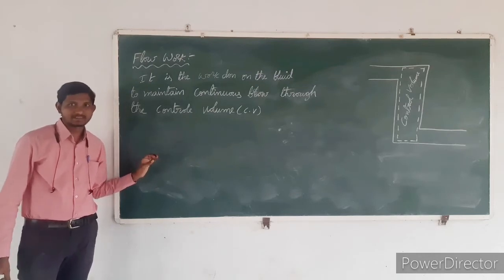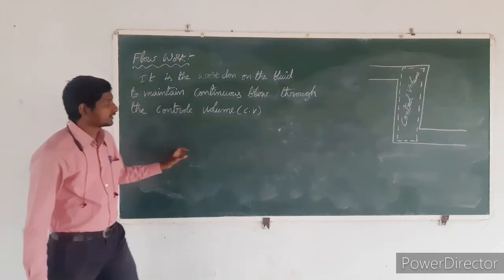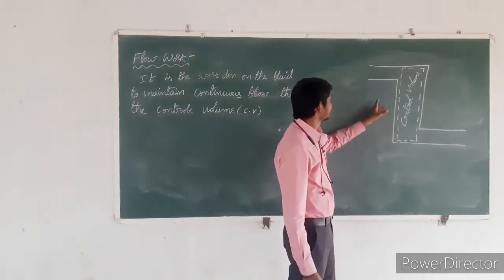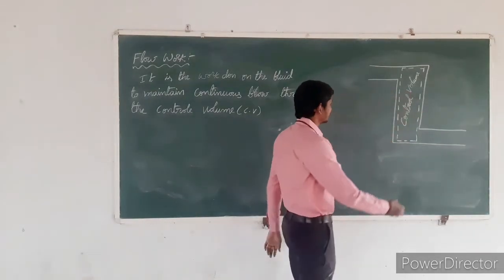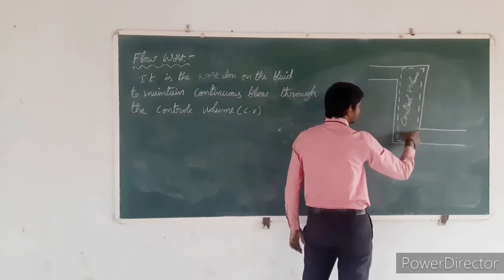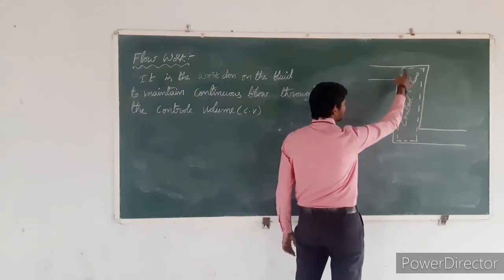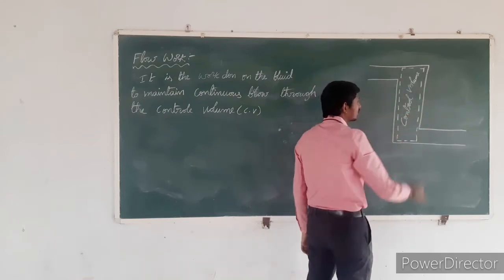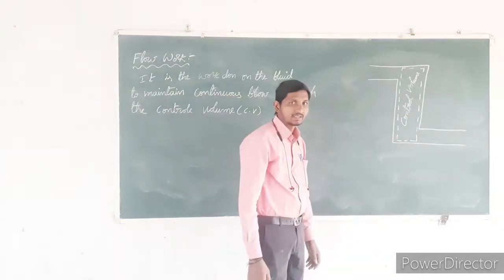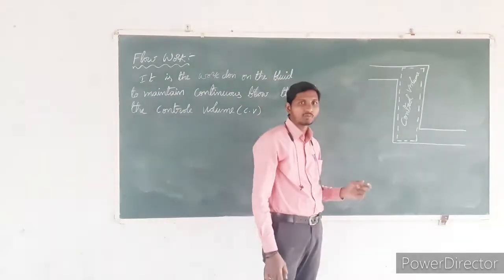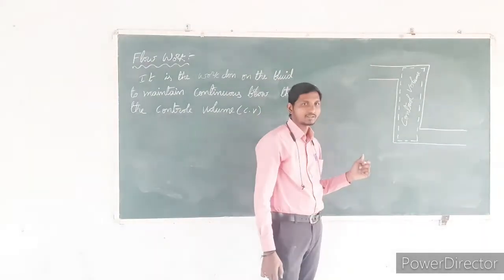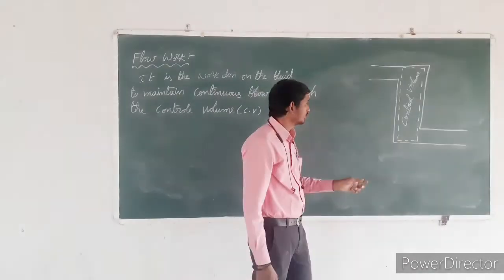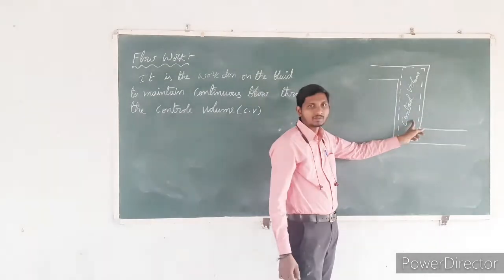For the detailed explanation, I draw a figure here. This is a pipe, the pipe having a control volume here. The boundary constructed by the discontinuous line is called the control volume. Here we need to obtain how much work we need to do on the fluid particle to maintain the continuous flow through the control volume.